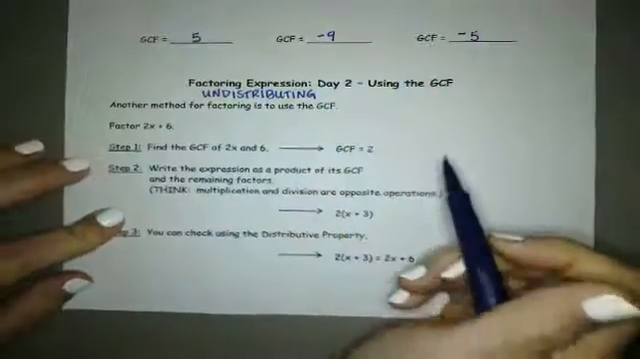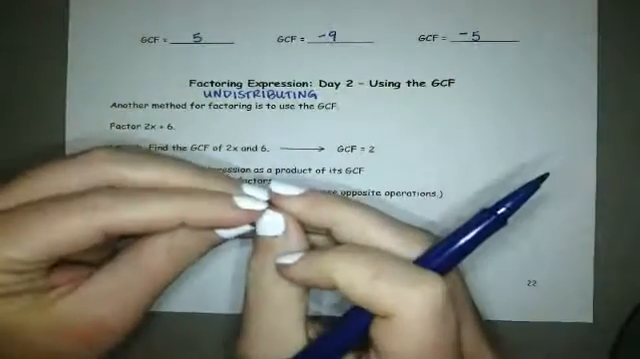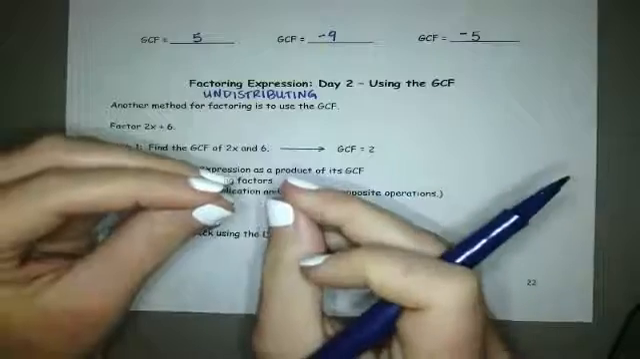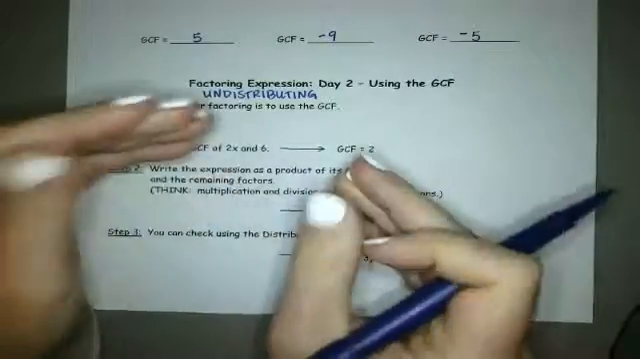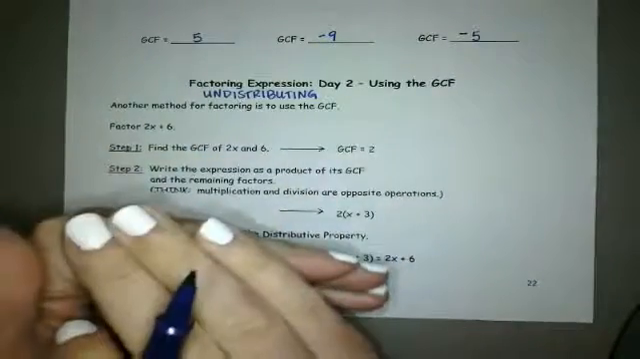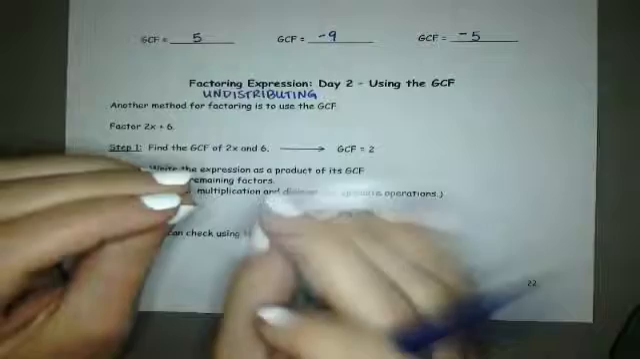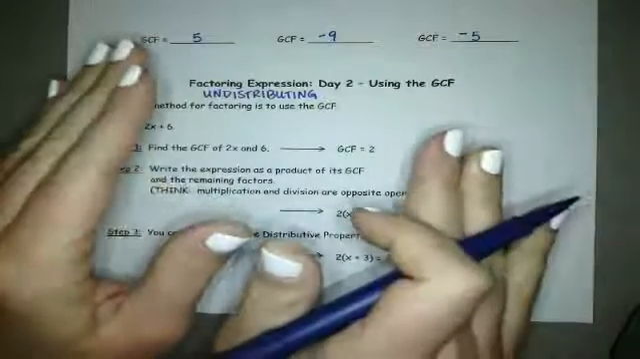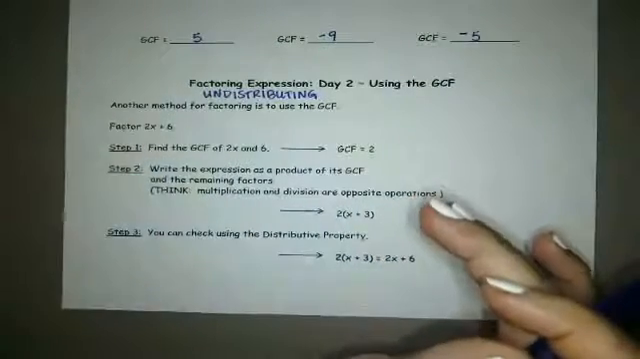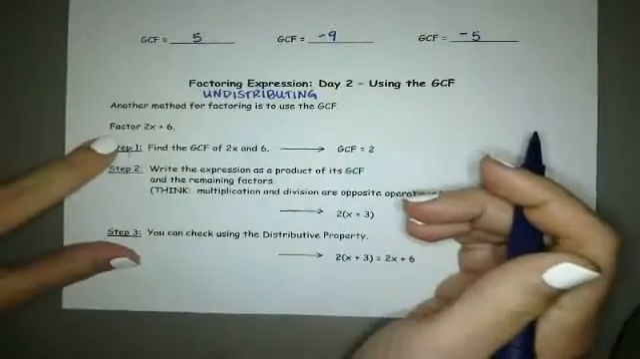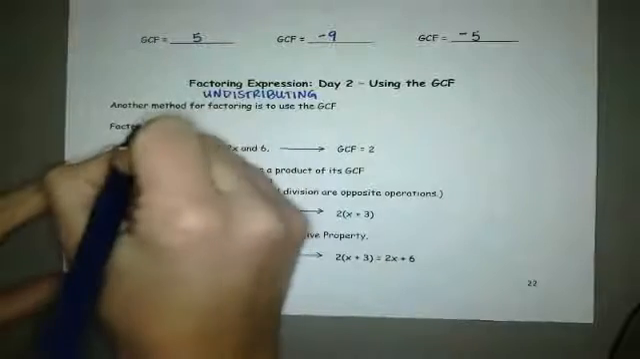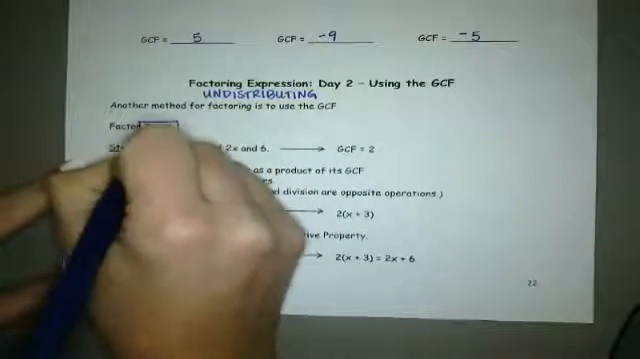Factoring and distributing are opposites of each other, just like addition and subtraction, multiplication and division. They undo each other. So distributing and factoring undo each other. Keep that in mind. Our first example says factor 2x plus 6.